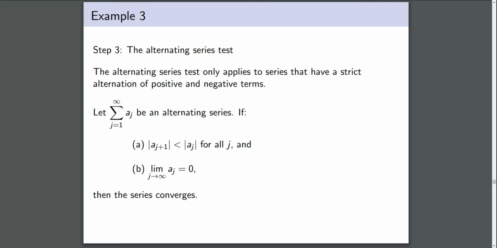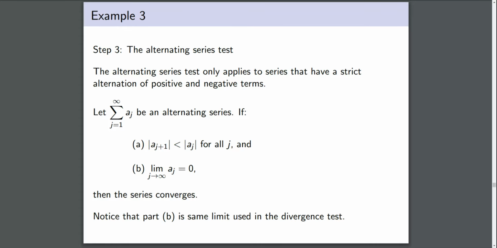And as a reminder, here's what the alternating series test says. It has 2 parts. We're going to look at both parts separately, but notice that the limit in part B is something that we've already seen. That's the same limit that we use when we calculate the divergence test. So we've actually completed that part of the problem. We did that on an earlier step.